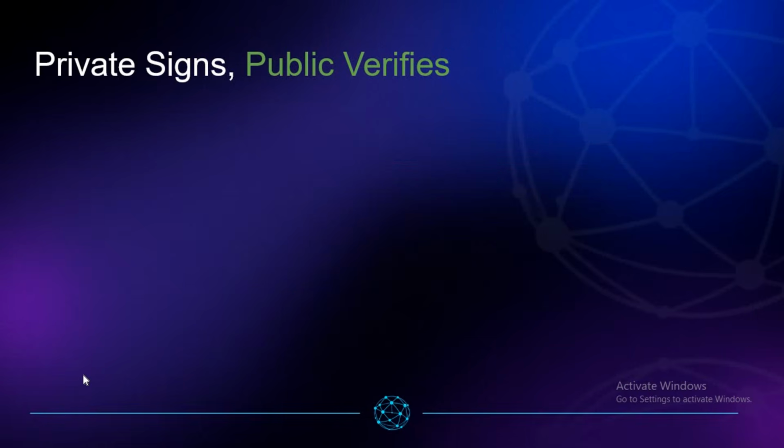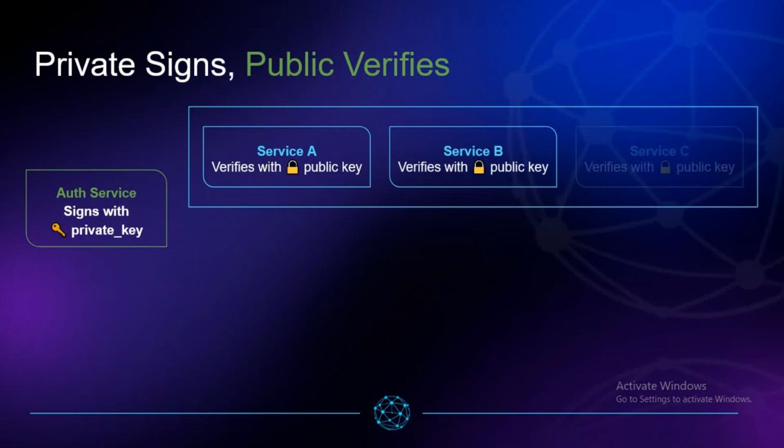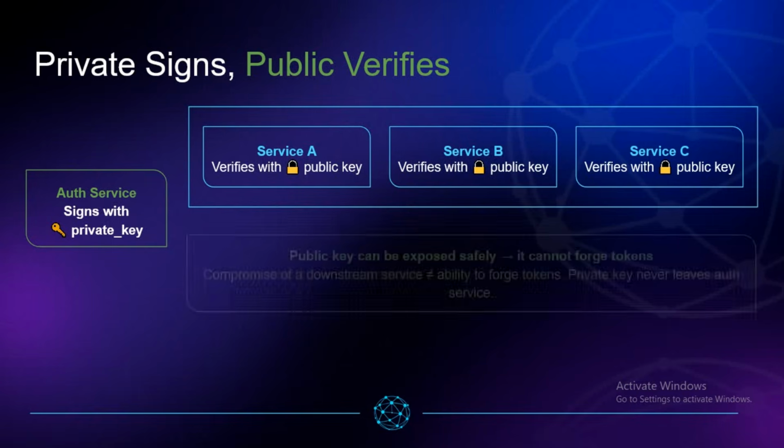RS-256 and ES-256 solve this with asymmetric cryptography. There are 2 keys, a private key and a public key. The private key signs the token. Only your authentication service ever touches it. The public key verifies the token. You can distribute it to every service that needs to verify. You can even post it on the internet. It doesn't matter. A public key cannot forge tokens.